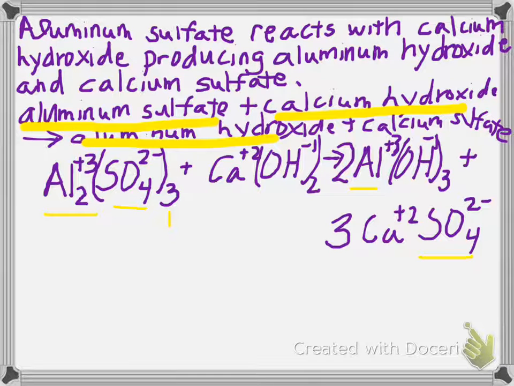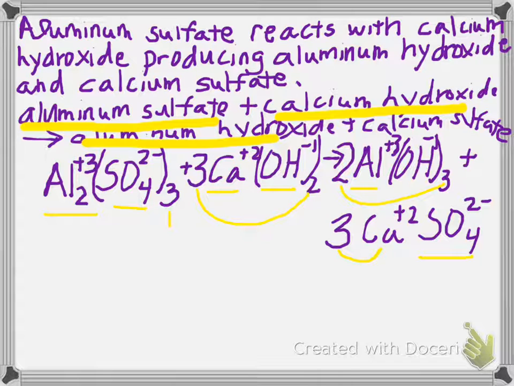Here's my calcium. I have 1 here. Now I have 3, so I need a coefficient of 3. So I look at my hydroxide. I have 6 of them here, and I have 6 of them here. So I think it's balanced.